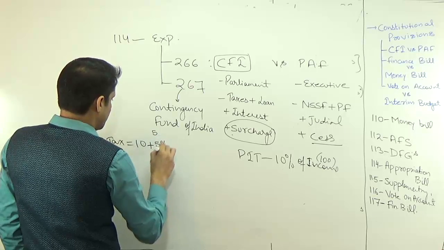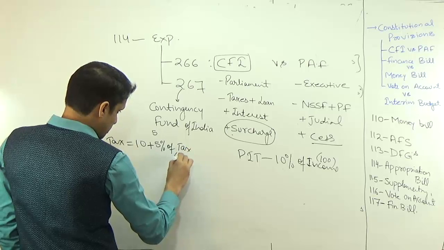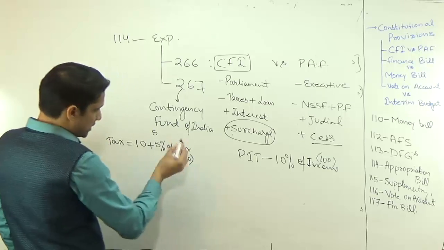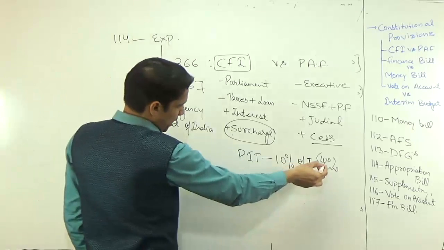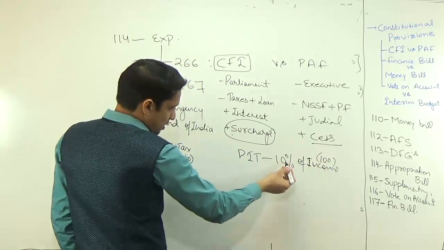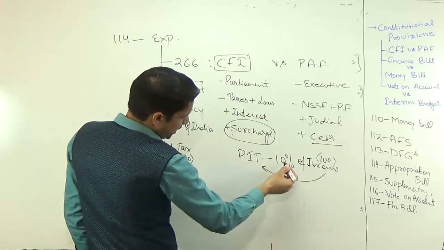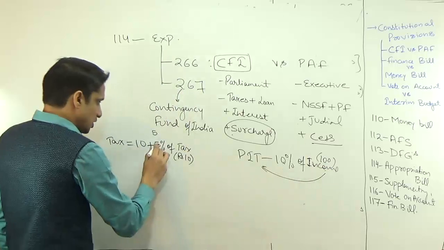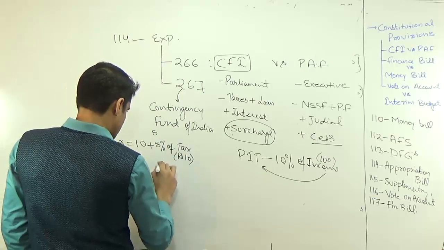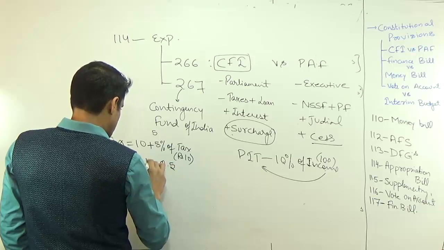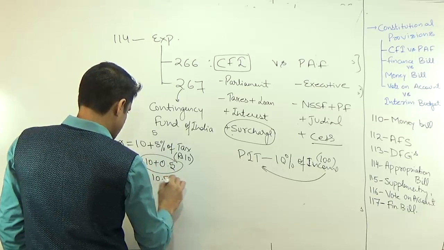So this will be 5% of tax. Tax in this case is 10 rupees, so it is tax on tax. It is not applicable on the full 100 rupees or your income. It is applicable only on the tax part. The tax part is 10% of 100, that means 10 rupees. So 5% of 10 rupees is 0.5. So 10 plus 0.5 means 10 rupees and 50 paisa.